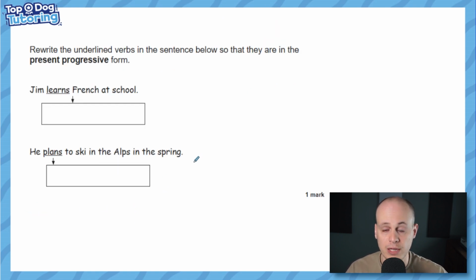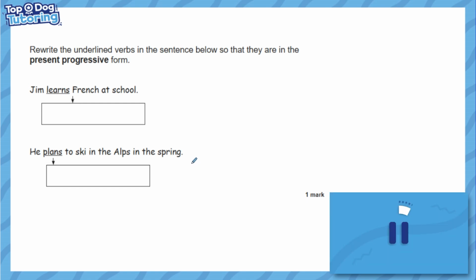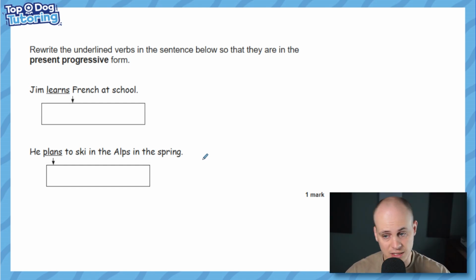Okay, one more. Here we go. In fact, we've got one more after this and then we'll stop. Rewrite the underlined verbs in the sentence below so that they are in the present progressive form. So this time, this is interesting. For this year, you had to get both of them right to get the 1 mark.